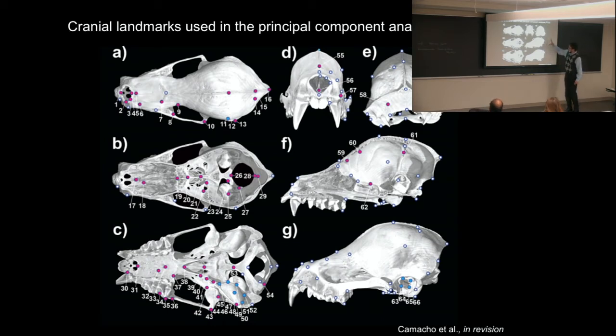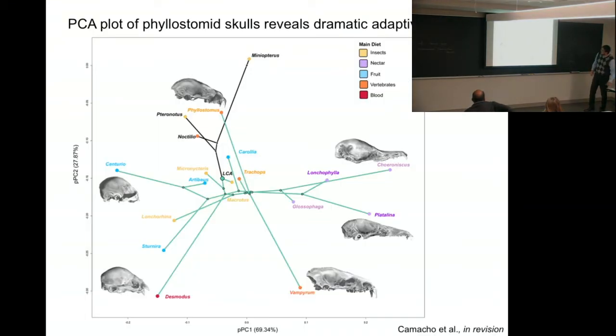So we did CT scans of multiple species, put landmarks on external and internal features. Here's the morphospace, which represents three-dimensional skull shape. These are the outgroups. This is the calculated last common ancestor. And you can see how the burst-like radiation literally goes in all directions towards blood-eating bats.